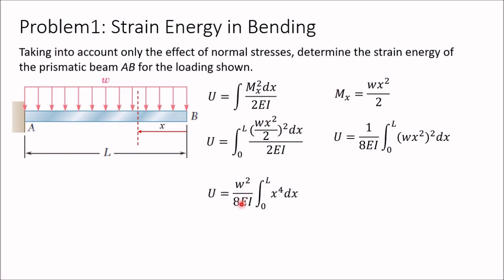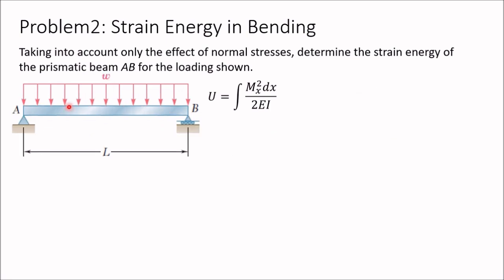Now w is also constant, so you take it out. So w² upon 8EI, and what you are getting is the integral from 0 to L of x⁴ dx. Its integration is very simple. So x⁵ divided by 5, so what you will get is L⁵ divided by 5, with limits 0 and L. So this is the strain energy of a cantilever beam subjected to uniformly distributed load W. From this formula you can calculate strain energy of a cantilever beam subjected to uniformly distributed load.